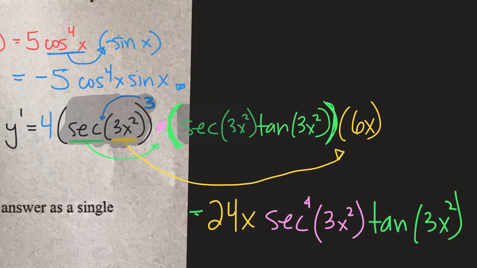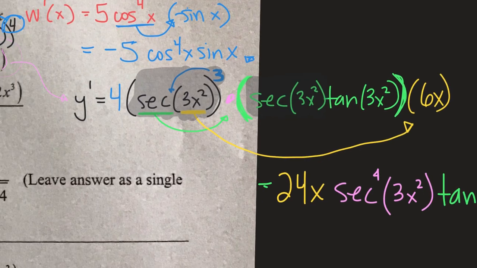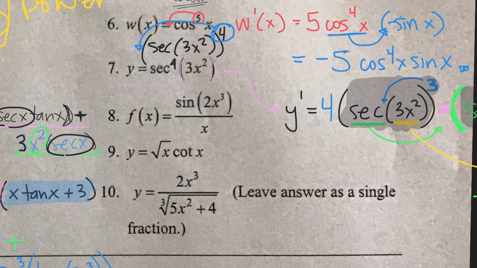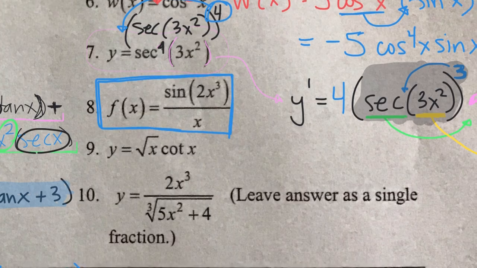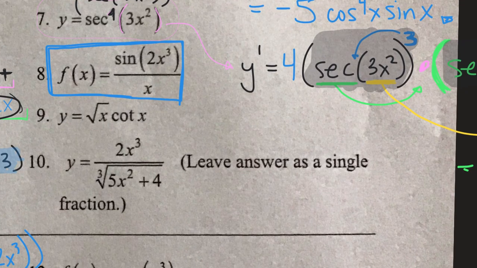Okay, we've got time for one more here, my lovelies. So let's do number 8. We haven't done a quotient rule one yet, but this is definitely a quotient rule derivative. Low D high minus high D low over low low. So let's start right here. F prime, we'll squeeze it in here. Low D high minus high D low over low low.